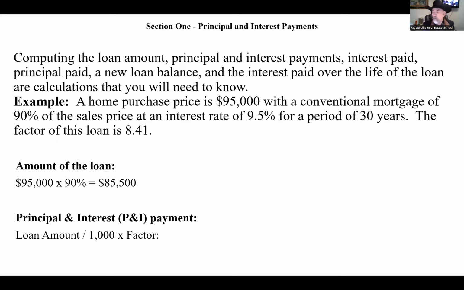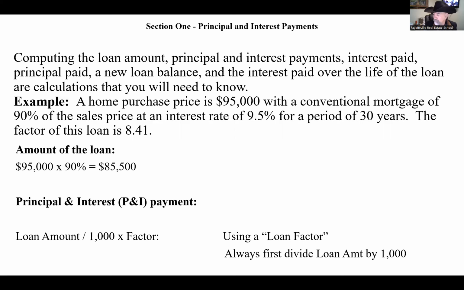Next, we're going to figure out what the P&I payment would be. This is the formula right here on the bottom of the screen: loan amount divided by 1,000 times the loan factor. Anytime you're using a loan factor, and in this problem the loan factor is 8.41, you know that the formula is the loan amount divided by 1,000 times the loan factor.